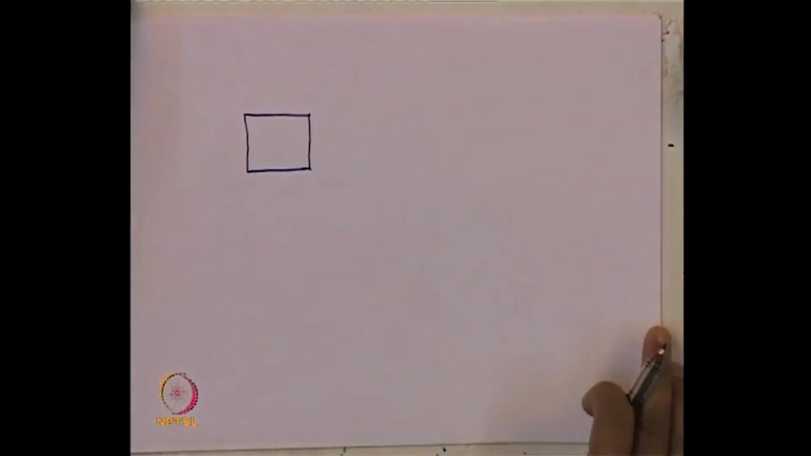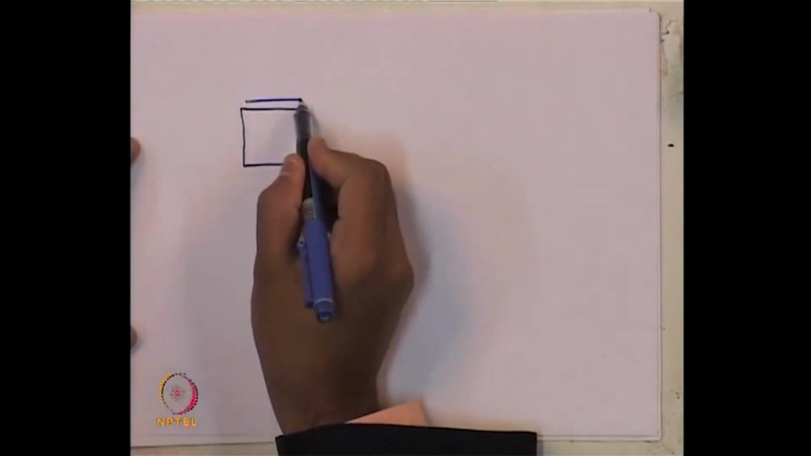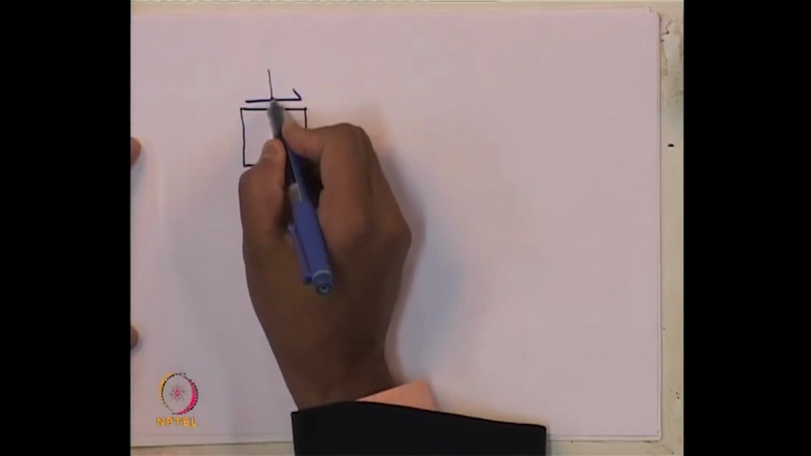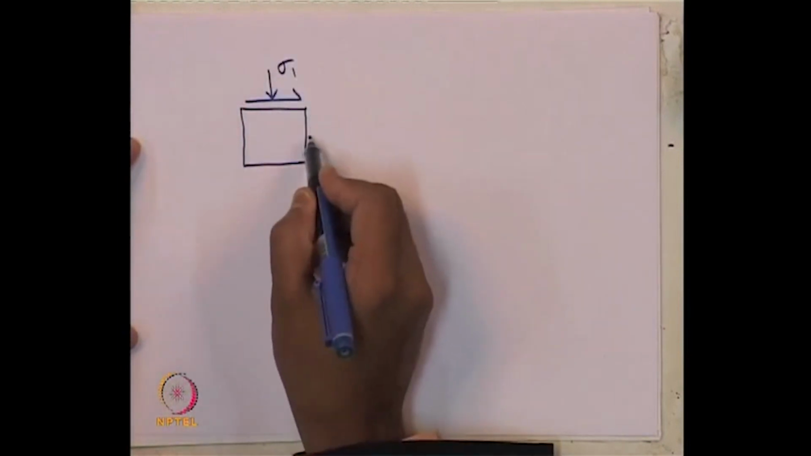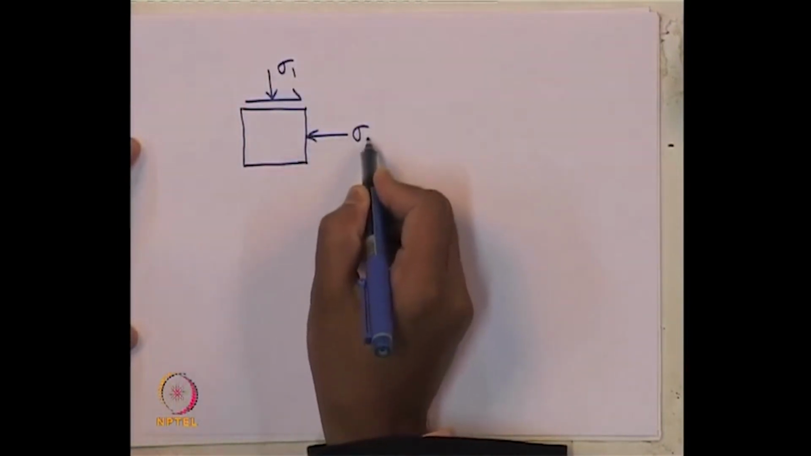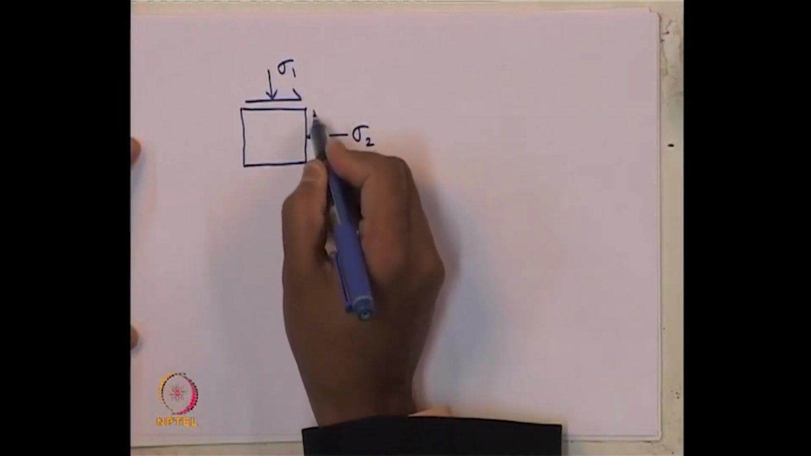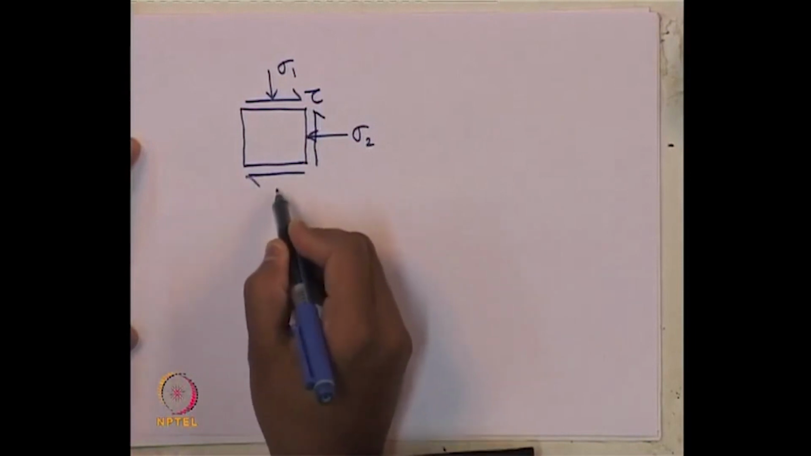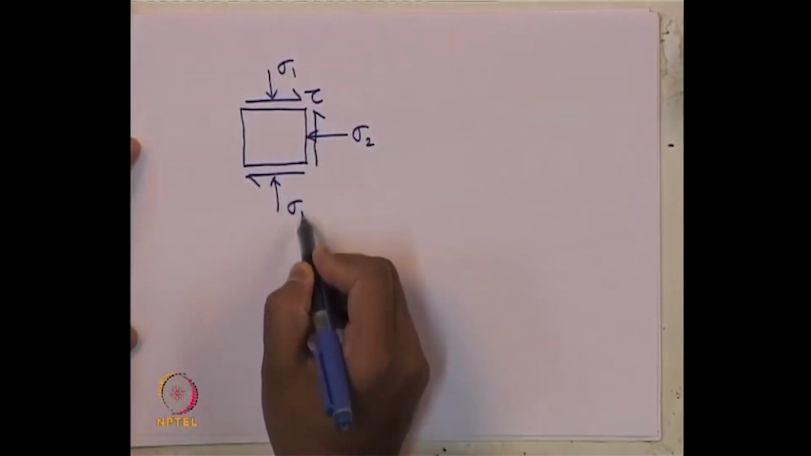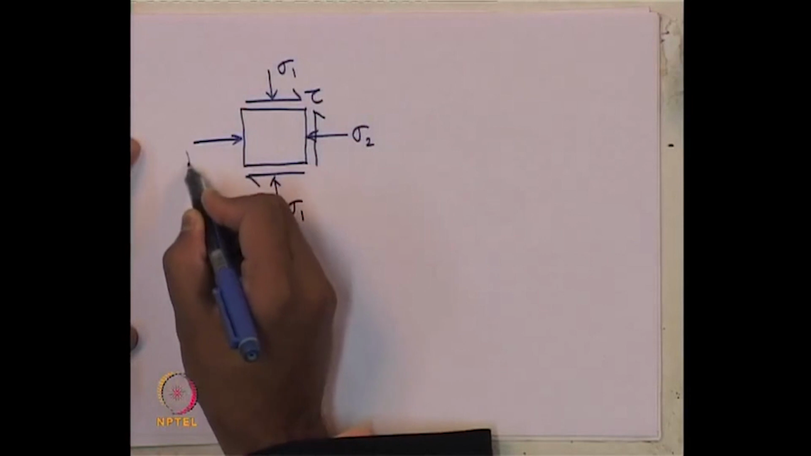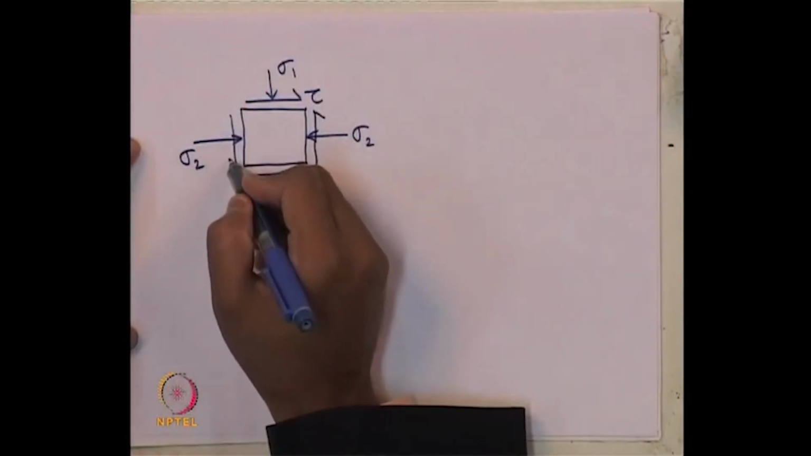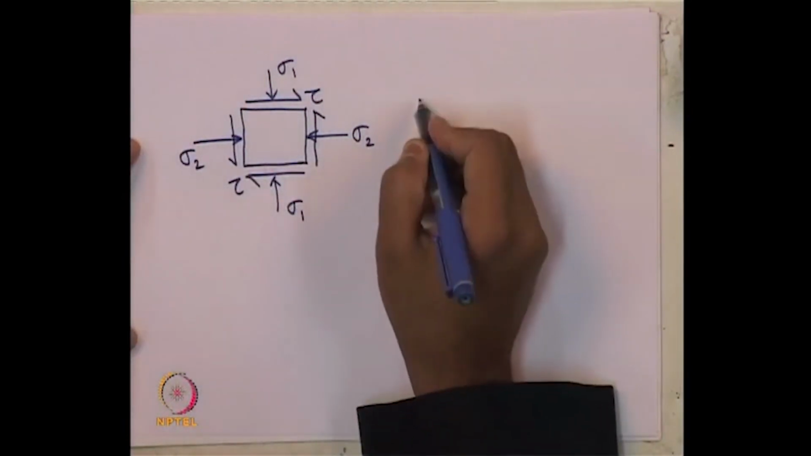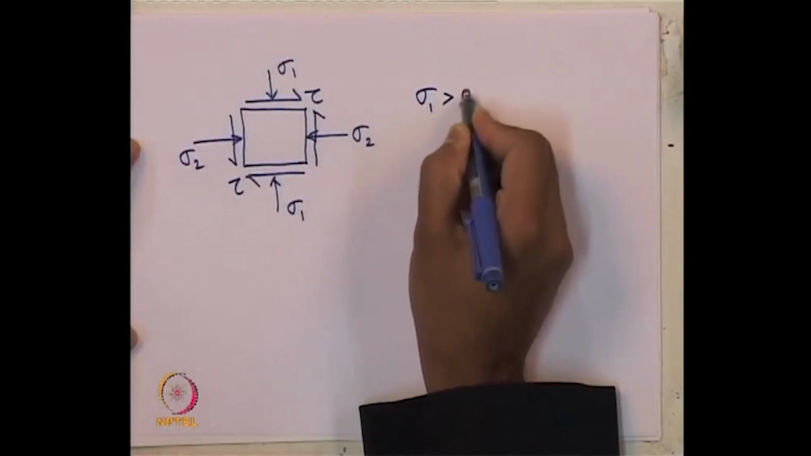which is not of principal stress condition. So, we have shear stresses also. Let us say this is sigma 1, sigma 2, and tau is the shear stress, sigma 1, sigma 2, tau, and let us say sigma 1 is greater than sigma 2.